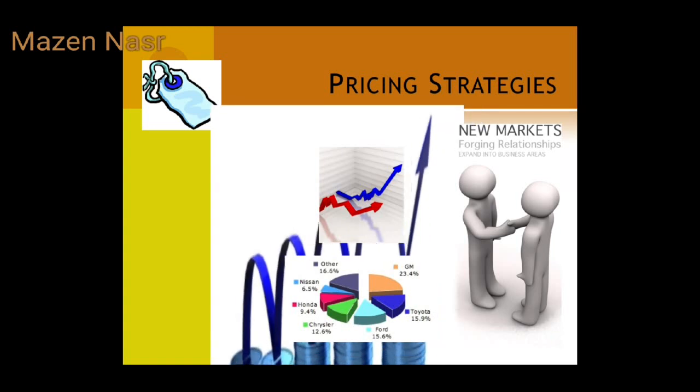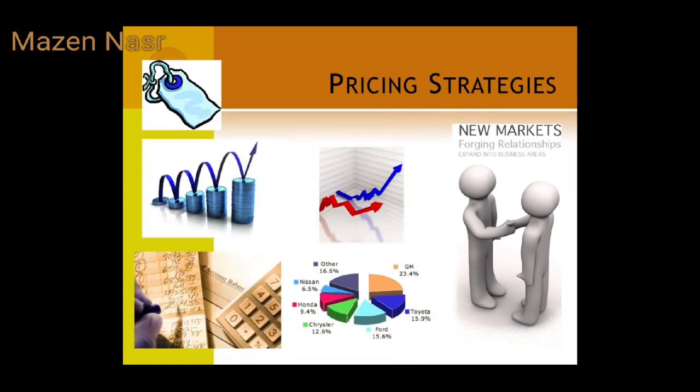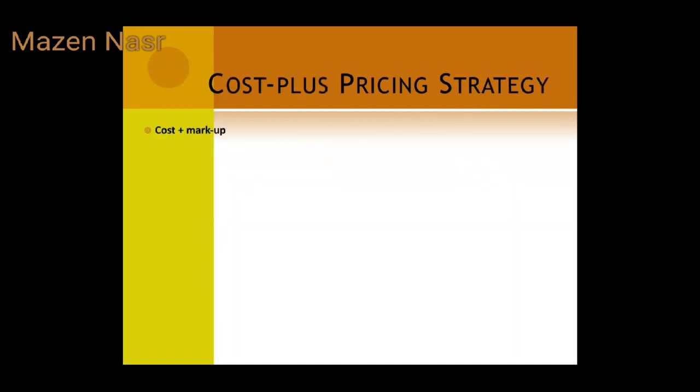So now we can talk about the strategies. Remember, pricing strategies, as I said, are different, and they will be used in different stages of the product life cycle and in different situations. Let's start with the first one, which is the most common. It's called the cost plus pricing strategy.